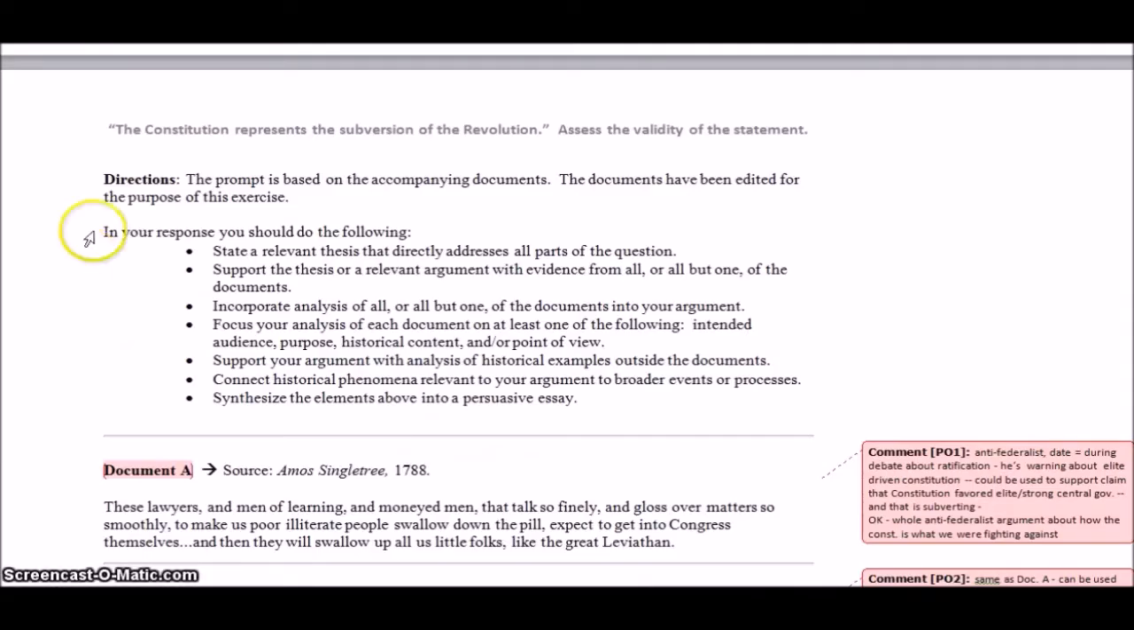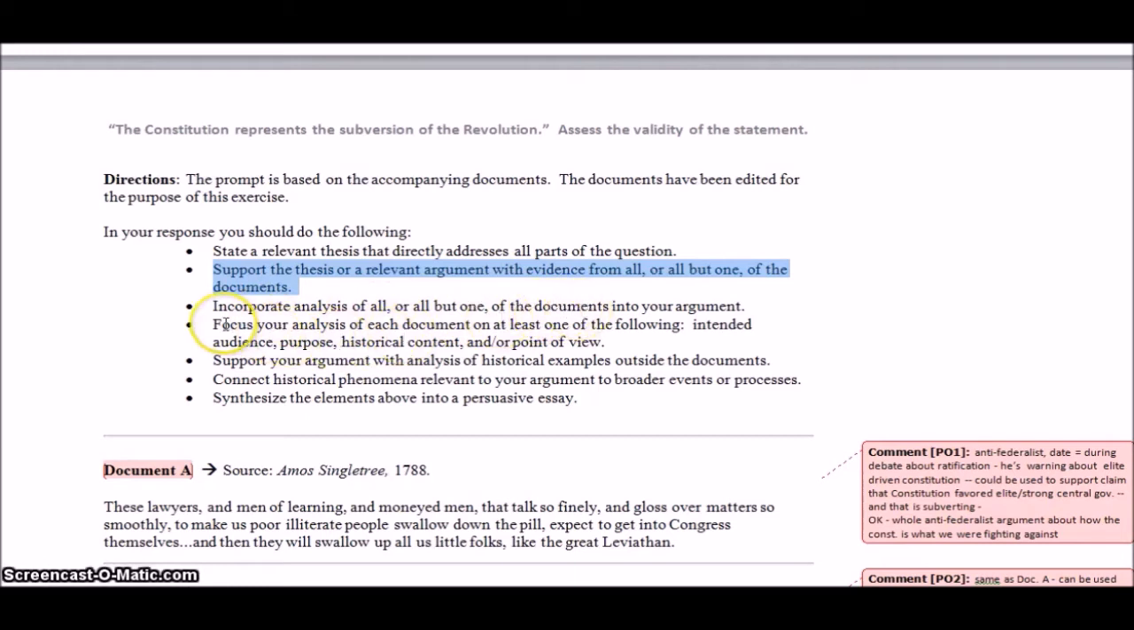Now, these are basic directions that remind you what you should be doing on a DBQ. If they're there on test day, don't even bother looking at them because you should know this stuff already. It's just a waste of time if you don't know it already. But basically, you are to state a relevant thesis. You are to support that thesis using evidence from all or all but one of the documents, so 6 or 7 of the docs.